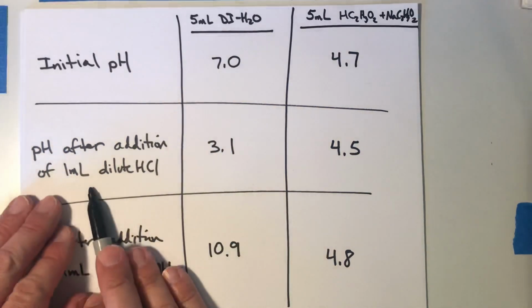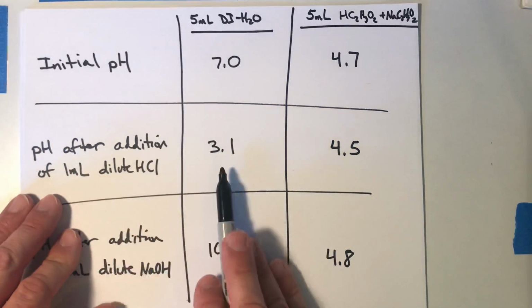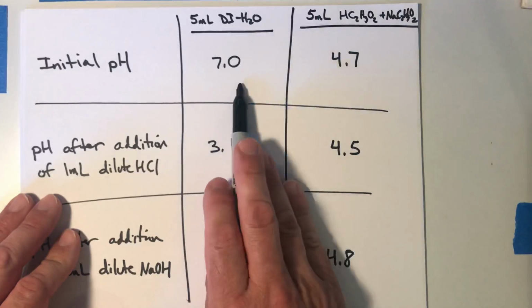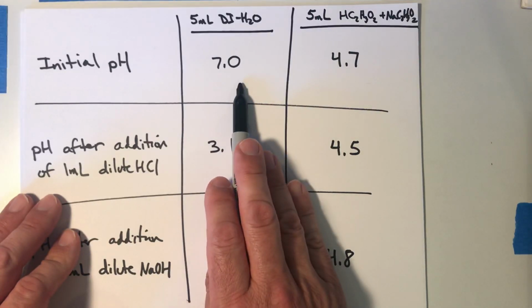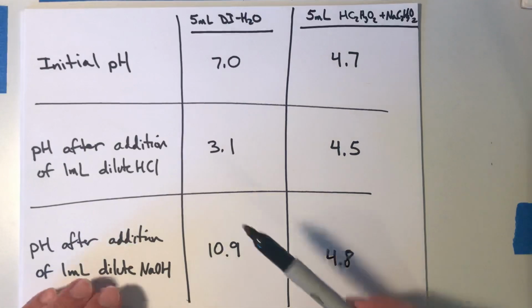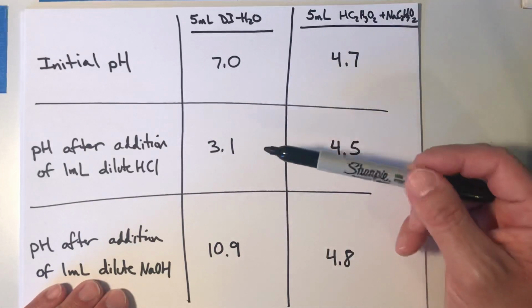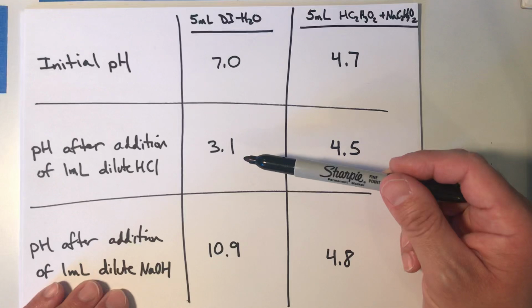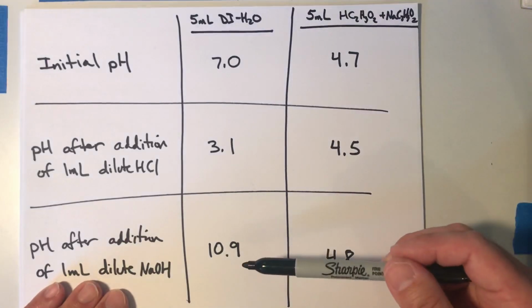If we add a milliliter of dilute hydrochloric acid, that pH drops to 3.1. If we take another sample of the 5 milliliter deionized water and we add a milliliter of dilute sodium hydroxide, the pH jumps up to almost 11. All right, so upon addition of HCl, we see a pH drop by 4 pH points. On the addition of a base, we see it go up by about 4 pH points.